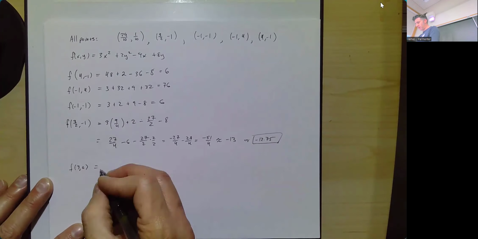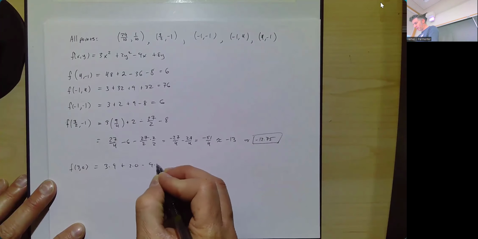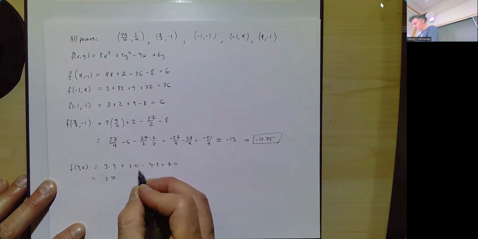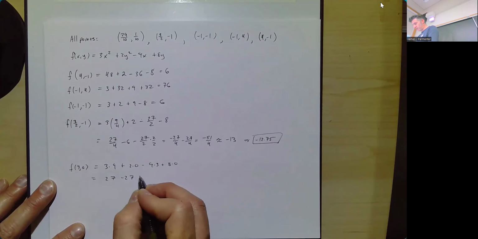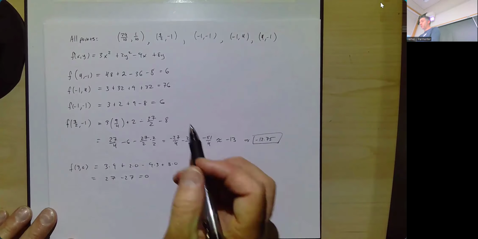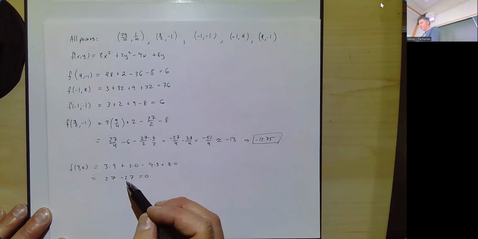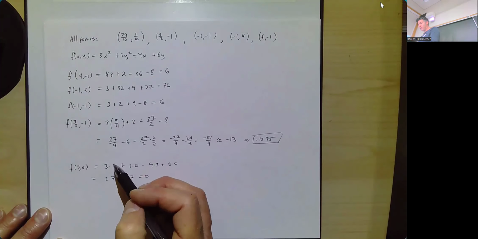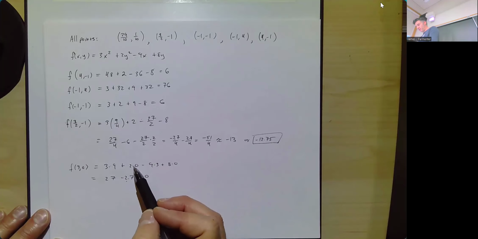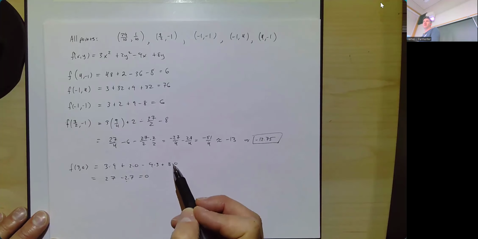I plug in 3 and 0, I get 3 times 9 plus 2 times 0 minus 9 times 3 plus 8 times 0, which is going to be 27 plus 0 minus 27. It's pretty close to 0. So I picked a point close to the point I'm looking at and got 0. If I pick a point a little less than 3, that's going to get a little smaller, that's going to get a little bigger, that's going to get a little less negative. I think 0 is a pretty good estimate here.